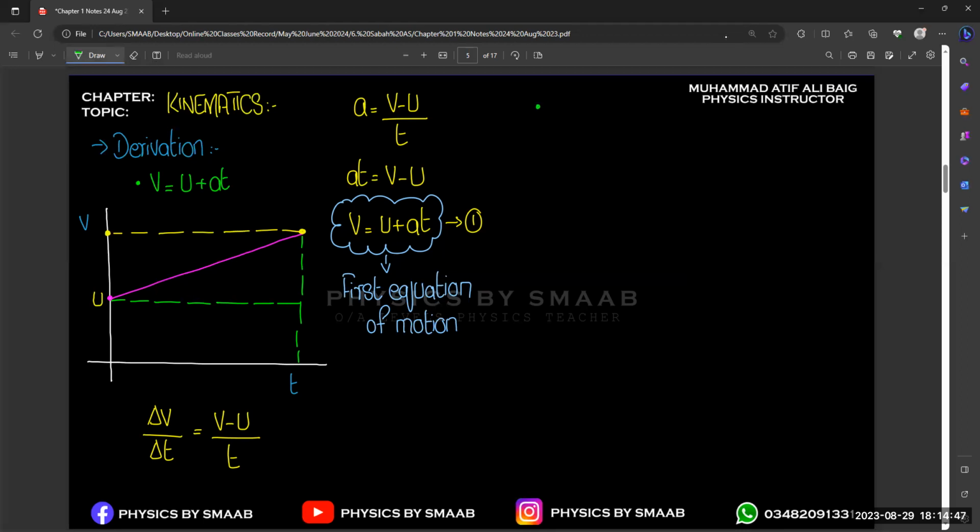The second equation that you need to derive is related to the distance, and the second equation is s equals initial plus final velocity, divided by 2, into time. So this is the second equation of motion that we need to derive, because we know that from the graph we are easily able to find out the distance also.